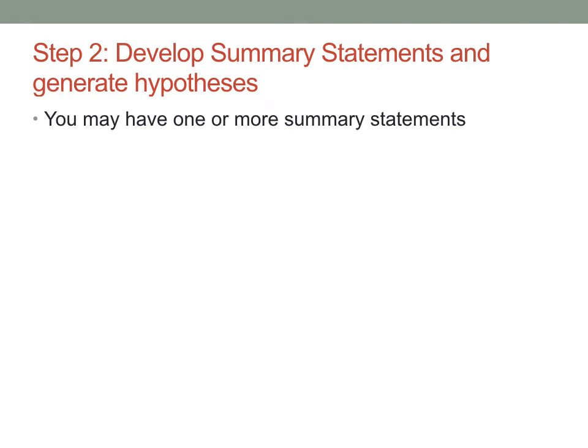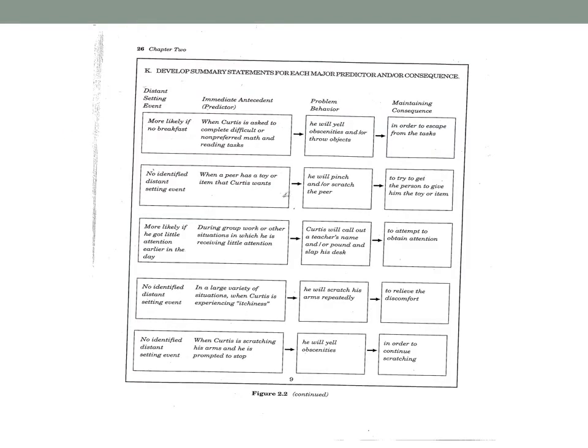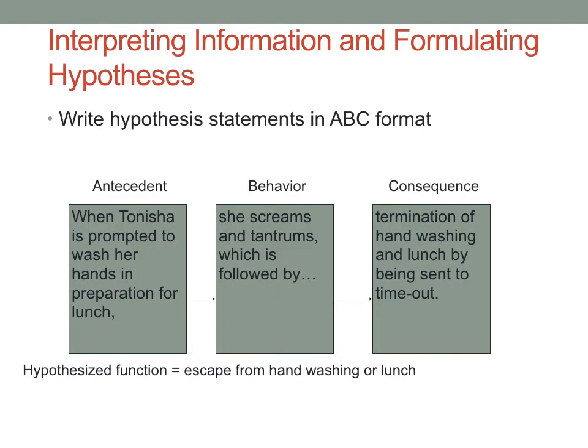Now, based on the information you gather from ABC chart or interview or scatter plot and rating scale, other sources too, you will develop summary statements and hypotheses. So basically, you can summarize when the behavior occurs, what kind of behavior occurs, what happens after the behavior. If you can identify the possible function for each event, that would be great too. Hypothesis statements should be written in ABC format as you see in this figure.